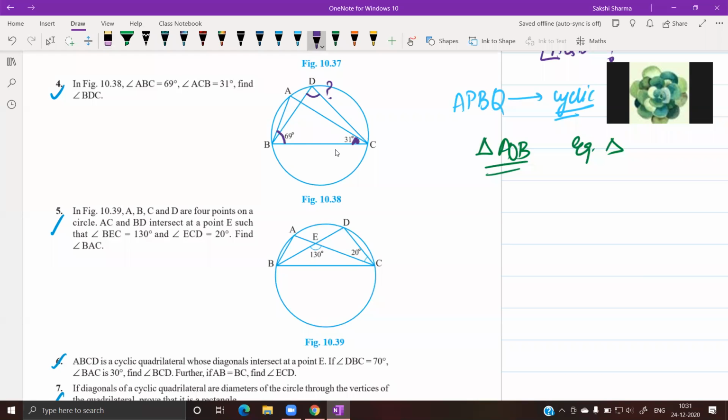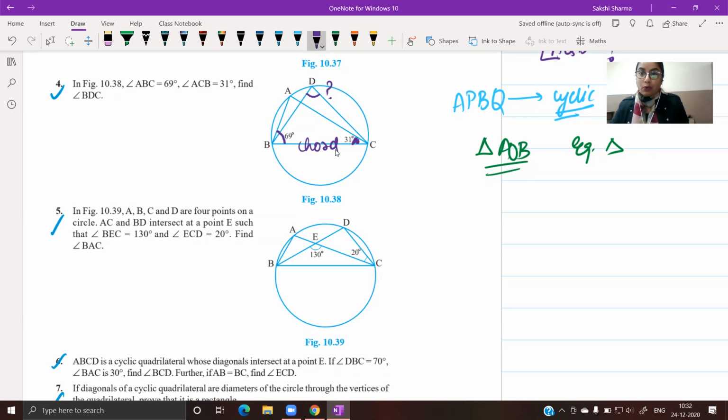Angle BAC equals angle BDC. That's correct. Yes, ma'am, because BC is the chord which subtends the angle on the remaining part of the circumference. Yes, that's right. We will be using the result that angles in the same segment are equal. So we have a chord BC here. As you can see, a chord always divides your circle into 2 parts, the segments.